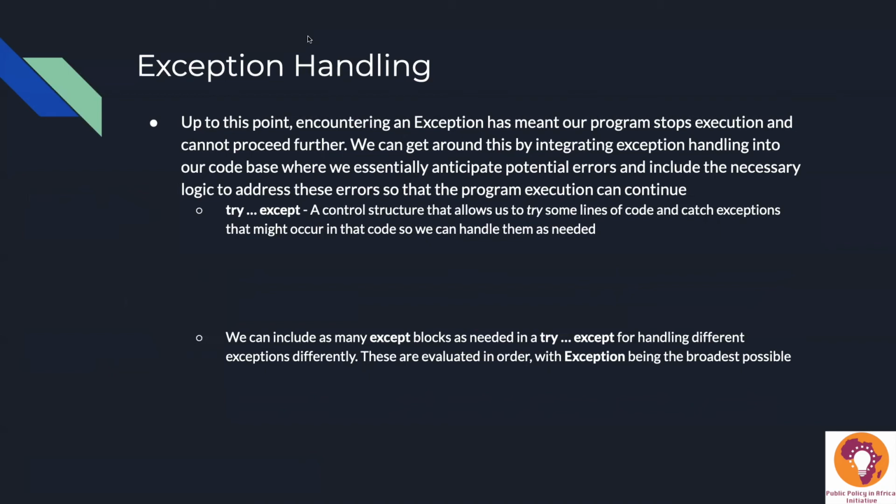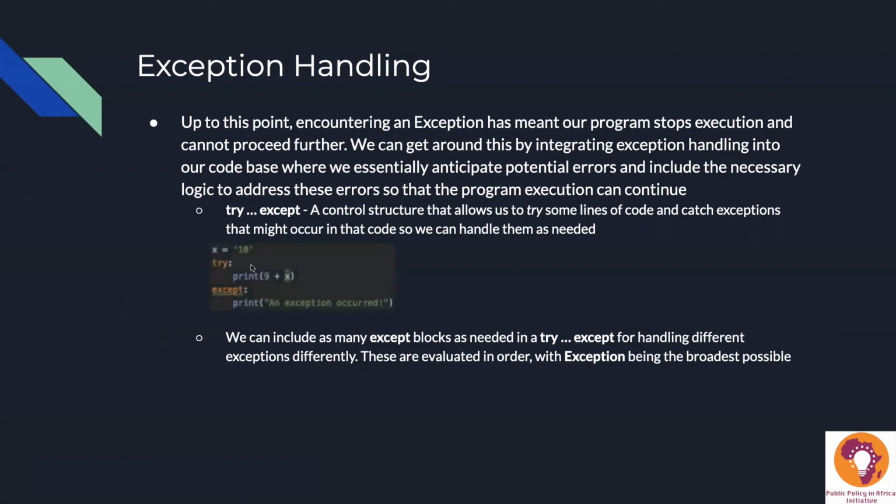So the key control structure that you're going to want to use for exception handling is called a try except. And you'll often see it denoted as try ... except. So the try except is a control structure that allows you to try some lines of code and catch exceptions that might occur in that code so that we can handle them as needed.